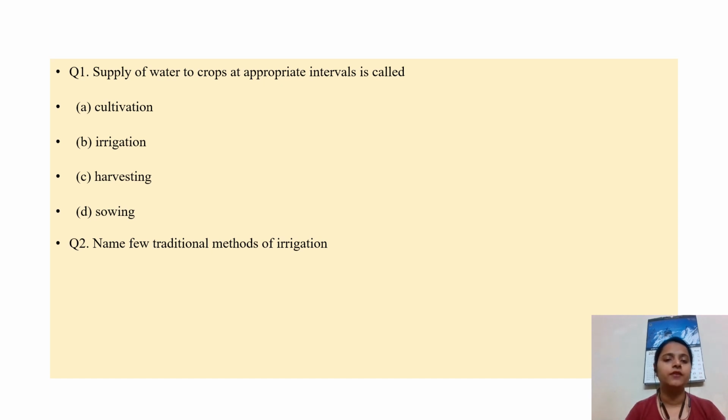We have some questions for you. First question: supply of water to crops at appropriate intervals is called. There are four options. Option A, cultivation. Option B, irrigation. C, harvesting. D, sowing. So what is the answer? Yes, it is answer B, irrigation. Now, the next question is: name a few traditional methods of irrigation. So, students, I want you all to write down some traditional methods of irrigation in the chat box. Write down your answers.